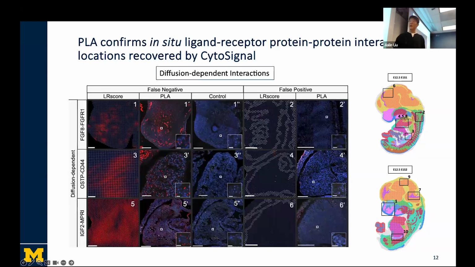The previous slides were about the contact-dependent interactions, and we also tested a few more from the diffusion-dependent interactions. And this time we basically see the same story. We're seeing good correspondence and identification of false positives from previous methods in different regions, in different areas within the embryos.